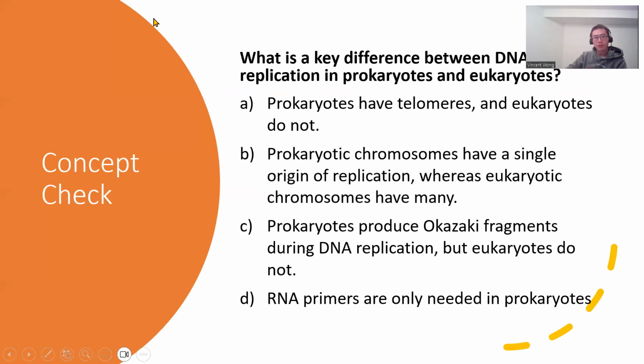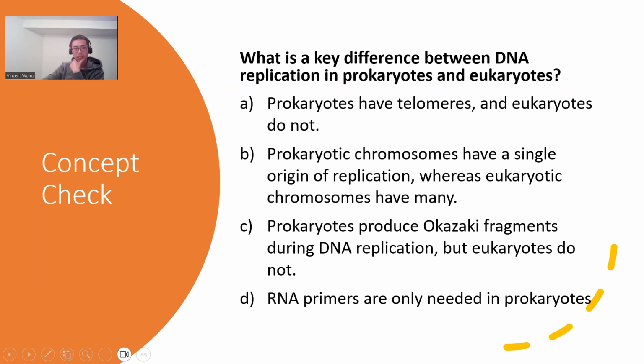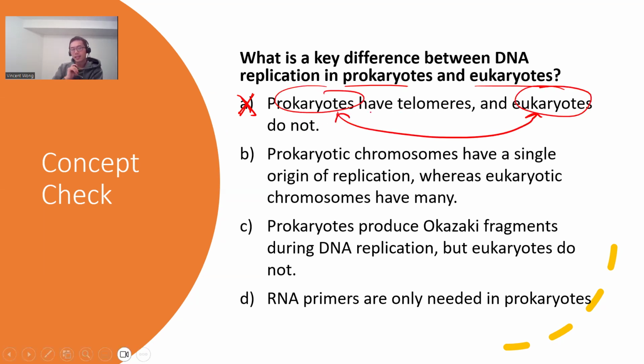Okay, just gonna go through a few questions here with you guys, and then that would be it. What is the key difference between DNA replication in prokaryotes and eukaryotes? Okay, so let's see. Prokaryotes have telomerase and have telomeres, and eukaryotes do not. That is false. It's the other way around. Right? We are the ones that need the telomeres to protect the ends of the DNA, right? Prokaryotes don't need them because they have circular DNA.